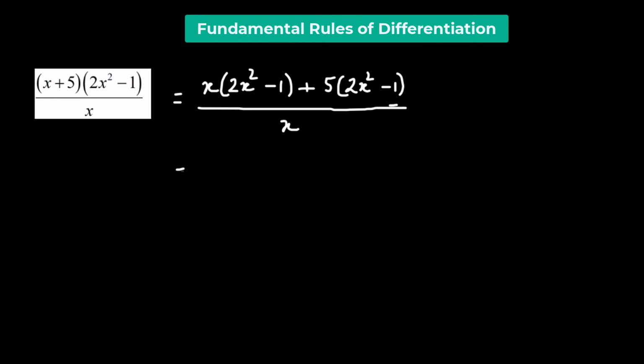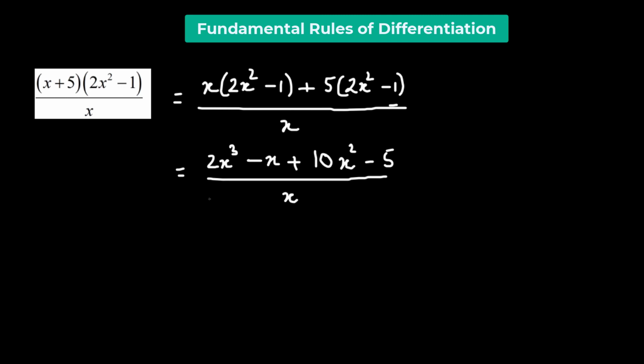So we have 2 times x times 2x squared, so that will be 2x cubed, minus x plus 5 times 2x squared will be 10x squared, minus 5, whole divided by x. So now we're going to divide each of the terms in the numerator by x, so that will give us 2x squared minus 1 plus 10x minus 5 over x. Now we will find the derivative of this particular function.